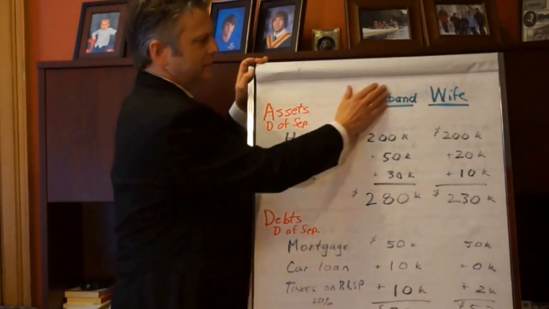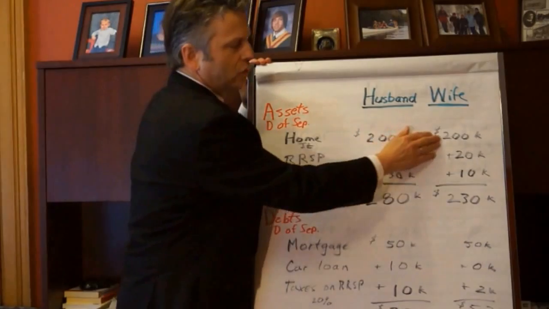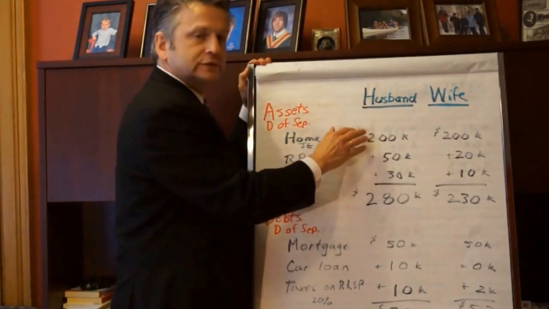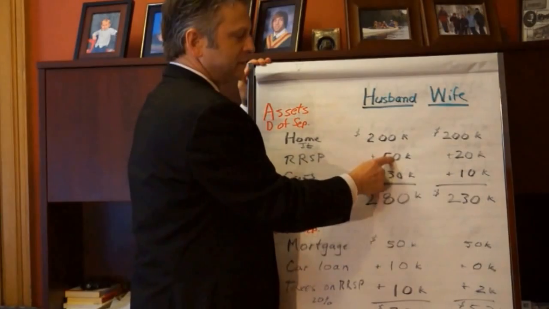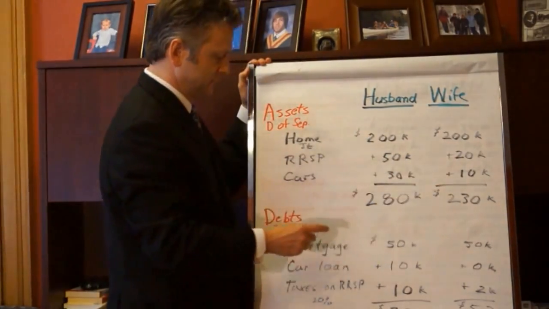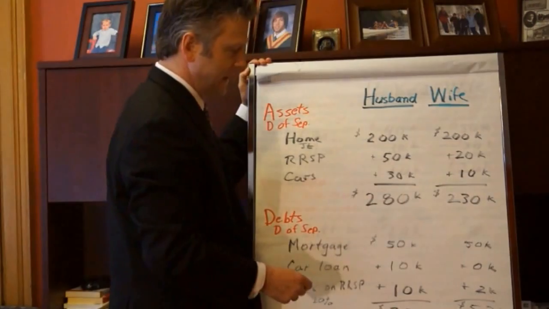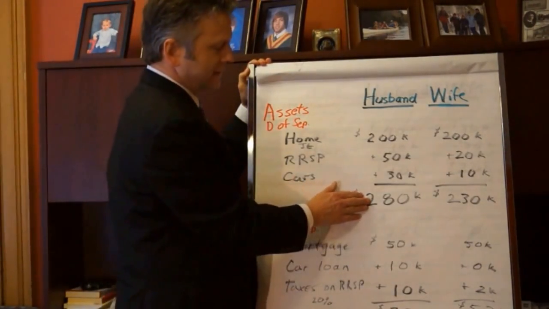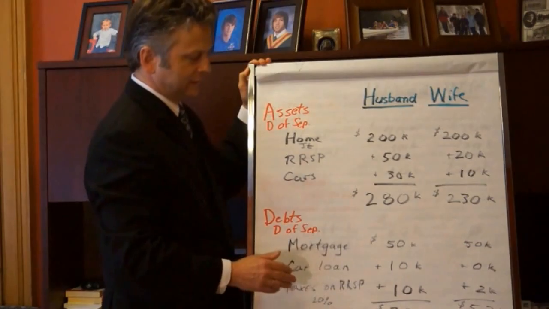In this example, here's the husband's column, here's the wife's column. They jointly own the home. It's worth $400,000. So since it's jointly owned, it's $200,000 for each. They each have their own RSPs: $50,000 for him, $20,000 for her. They each have a car. His is worth $30,000. Hers is worth $10,000. So that's their assets on the date of separation: $280,000 versus $230,000.